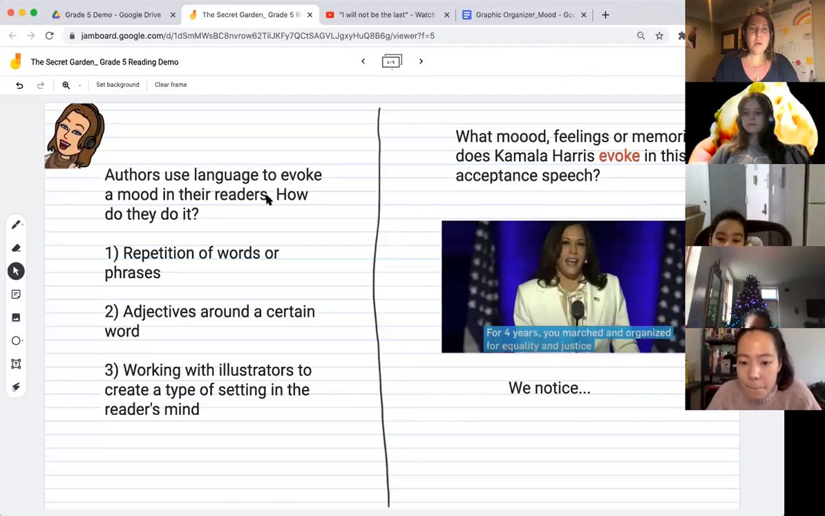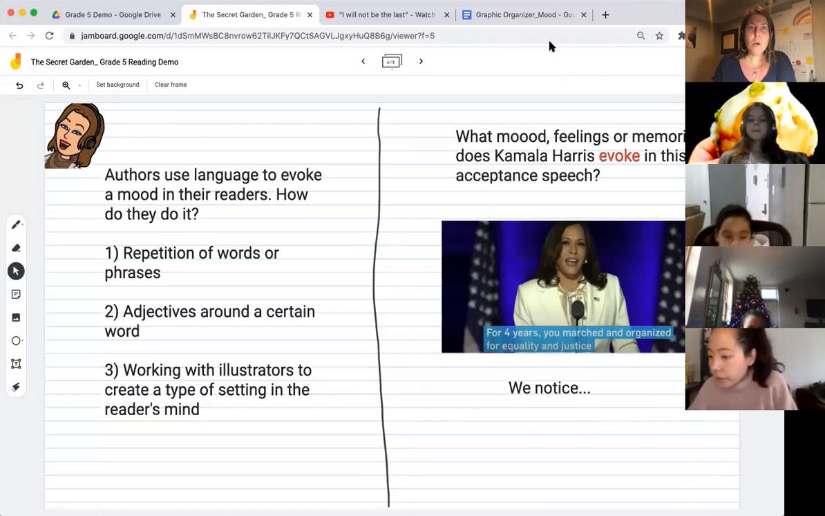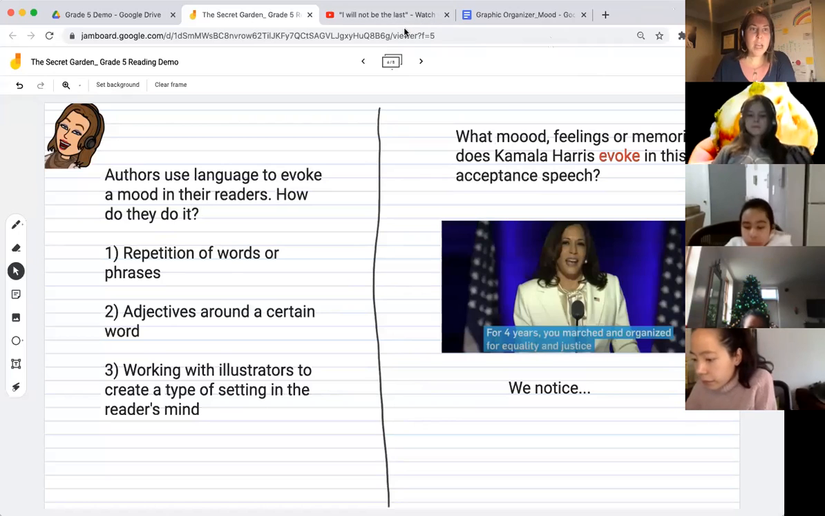All right, so just to remind you that authors use language to evoke mood in their readers. Does anybody remember what evoking means? We talked about it yesterday. If you think you know, you can type it into the chat. Describe what evoking means. Who remembers? I'm going to open the chat to see if we have some answers.